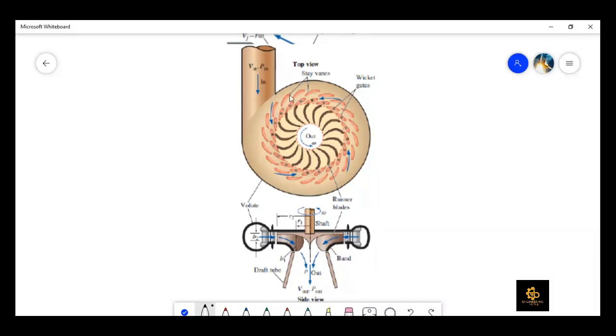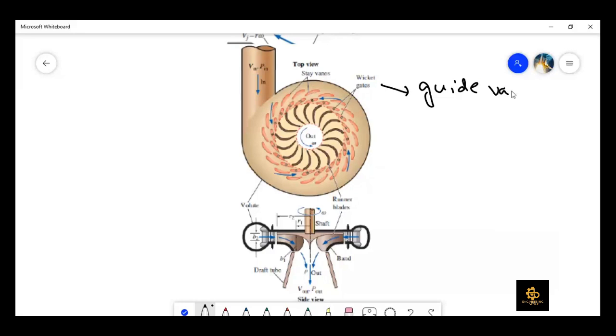Stay vanes mean that they are not going to move. Then it goes towards the second row of blades, which we call wicket gates, which are movable, right? So there you can see two rows of blades in the circumference. The first one is stay vanes, which are fixed blades. Then we have wicket gates, and we also call them guide vanes.